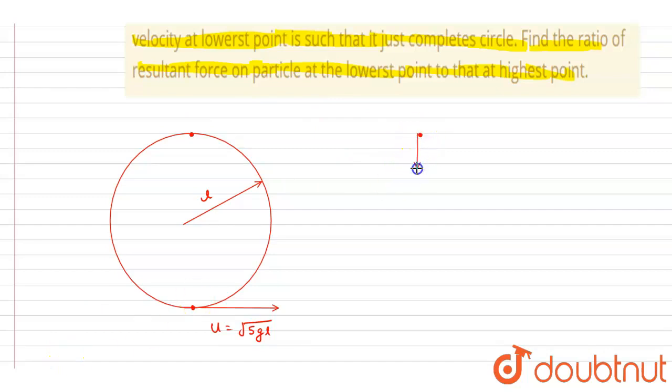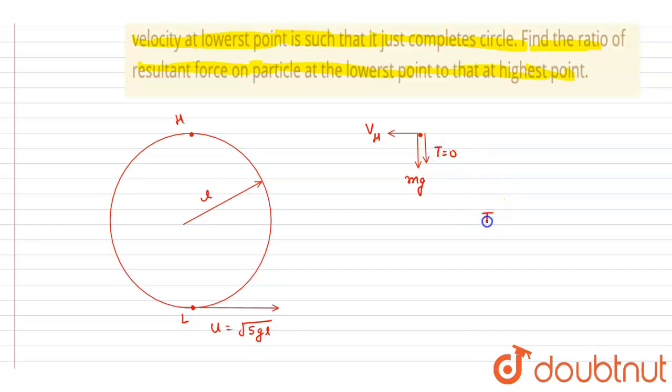Here in the downward direction mg will act, and the tension, if I write down here T, and this is the lowest position and this is the highest position. So let's say here the velocity is vh. Right? As we have given the particle just enough velocity to complete the circle, here the tension force will be equal to 0.